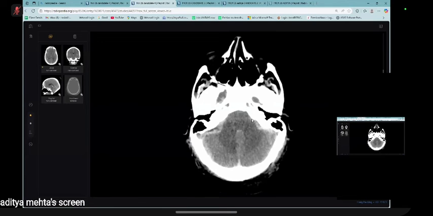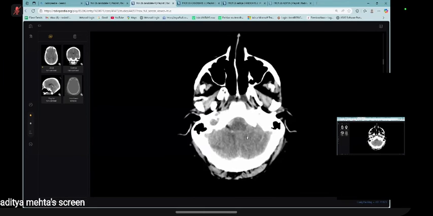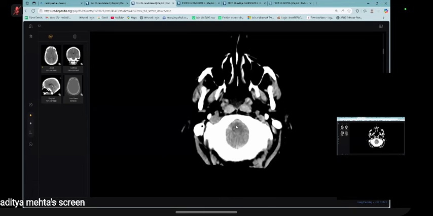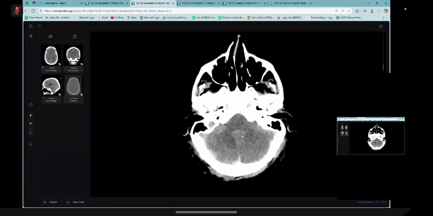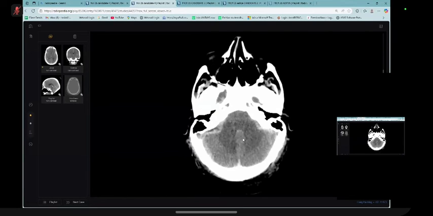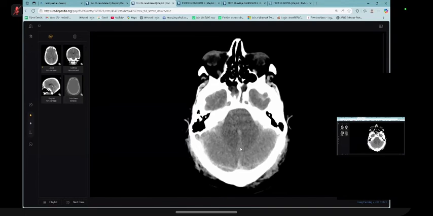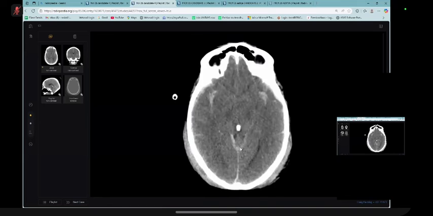Could you please comment on cerebellum specifically? Yes, sir. As I already mentioned, there is evidence of crowding in the posterior fossa with evidence of cerebellar tonsillar herniation through the foramen magnum. Other than that, the density of the cerebellum, sir, appears to be hypodense, the white matter, as compared to the rest of the cerebral parenchyma.